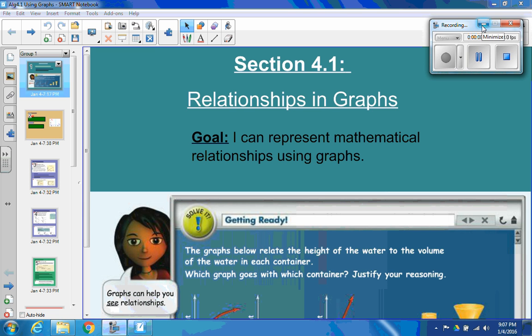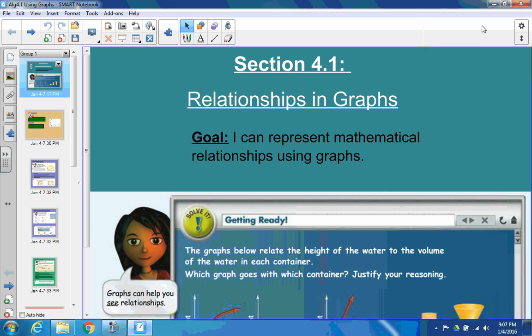This is section 4.1, and it's all about relationships and graphs. So we're starting off chapter 4, which is all about functions, and we're talking about graphs, because graphs are a big part of functions. The goal that you should have written down on your goal sheet right away is right here. Pause it if you need to. I can represent mathematical relationships using graphs.